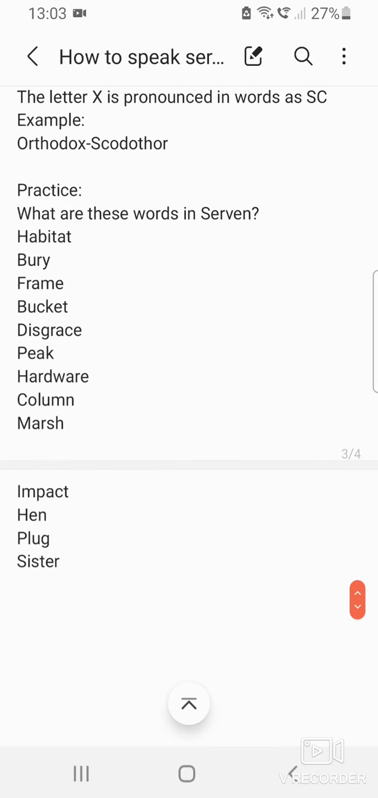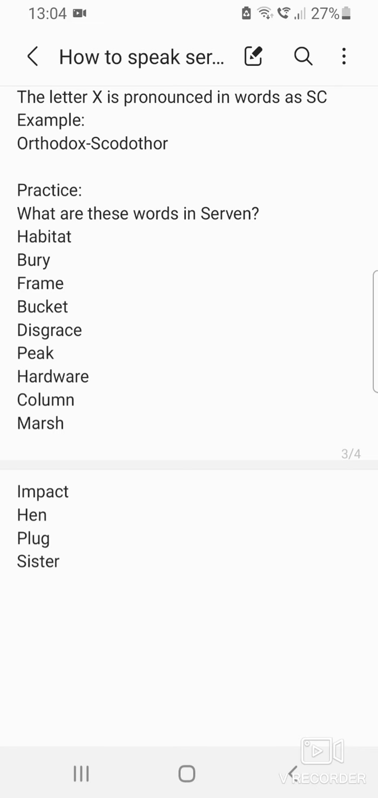And then the letter X is pronounced in words as sk. So an example, orthodox, would be skodothor. That's because the X sound is basically saying a C and then an S. When you say X, you're pretty much saying EKS.